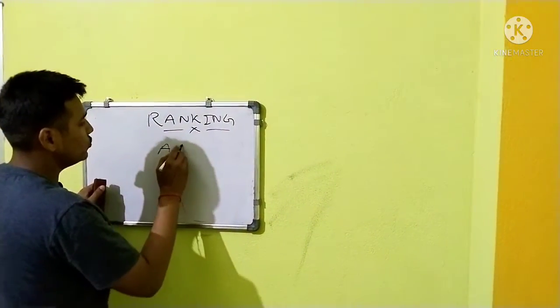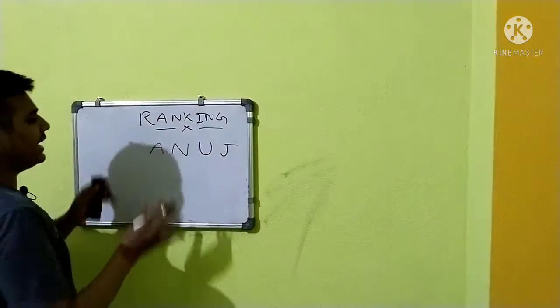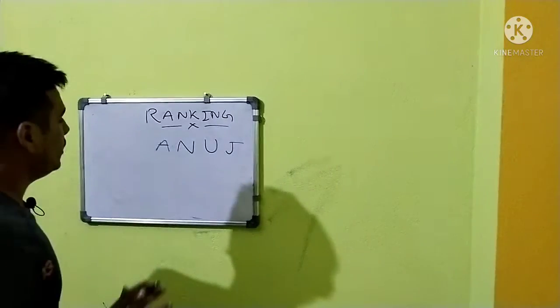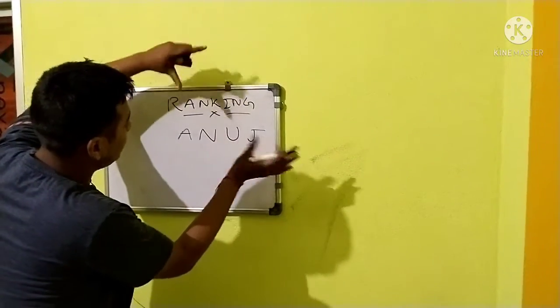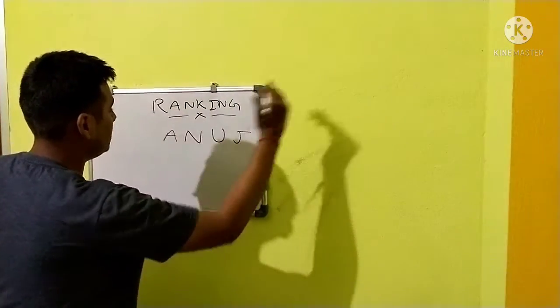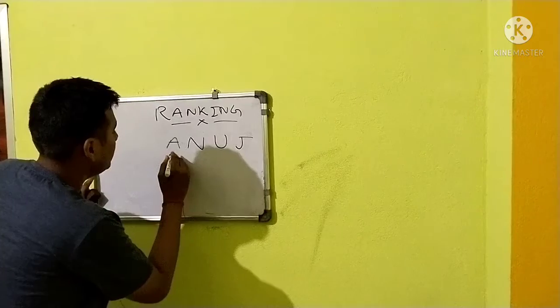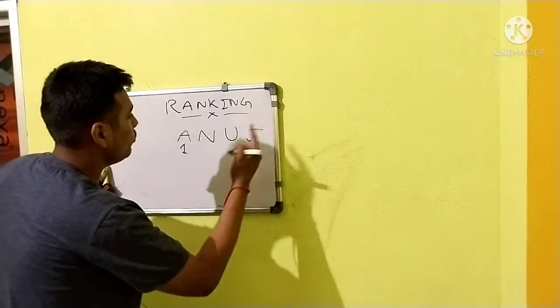Suppose there is the word Anuj, then how will you calculate the rank of this particular name? First of all, we will arrange the English alphabetical letters in ascending order, that means from smaller to bigger. So A comes first, it will be given 1. Okay. After that A, what comes?